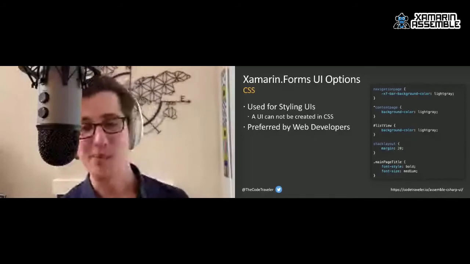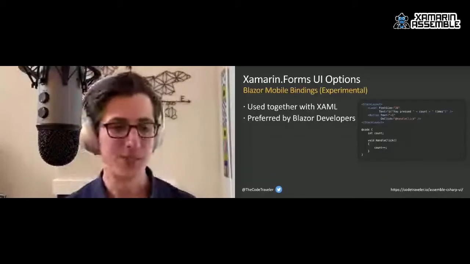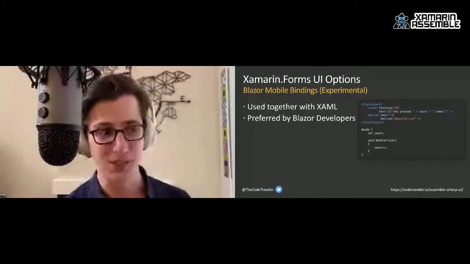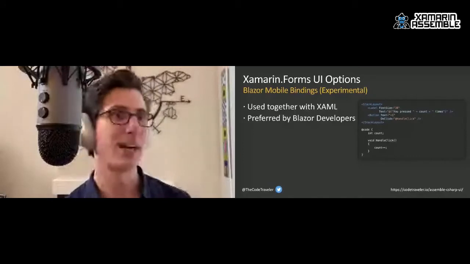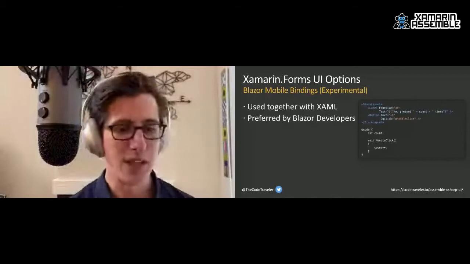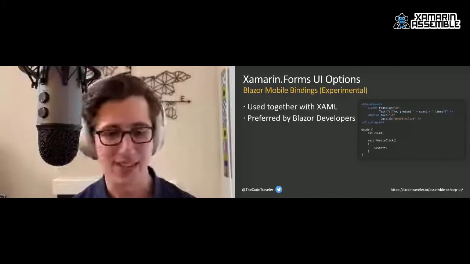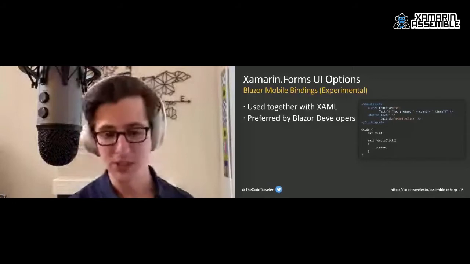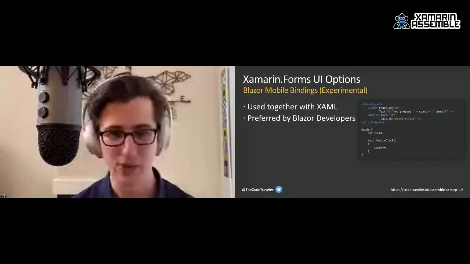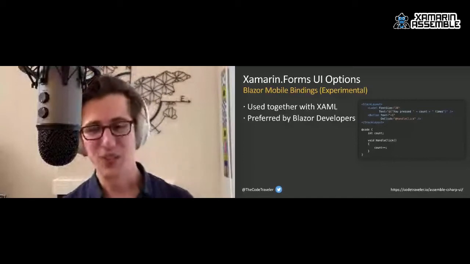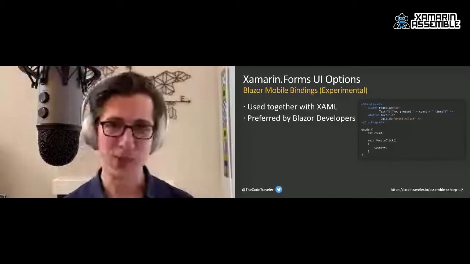There's Blazor mobile bindings. This one's kind of cool. This is basically using the technology behind Blazor to build native iOS and Android apps. So it leverages the XAML syntax. You can see the stack layout here on the slide, mixed with the Blazor syntax where we see the @code, open curly bracket. And this is still considered experimental.